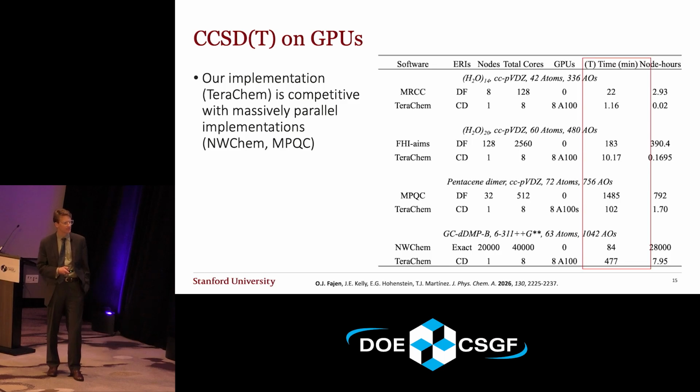And you see in NWChem, it finishes this calculation in a little over an hour. We take almost 8 hours. But what's important to recognize here is that this NWChem calculation was performed on 20,000 nodes on a supercomputer. We did this on a single DGX workstation. So pound for pound, we're really competitive with massively parallel implementations of this algorithm.